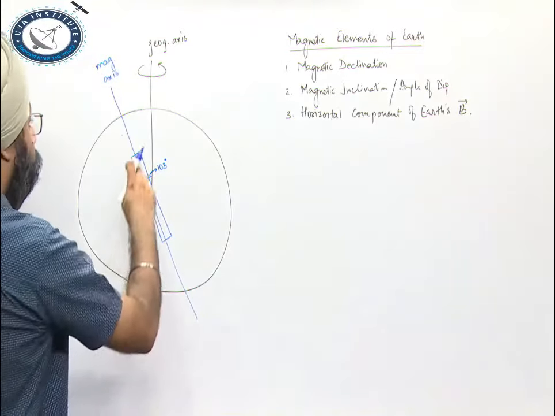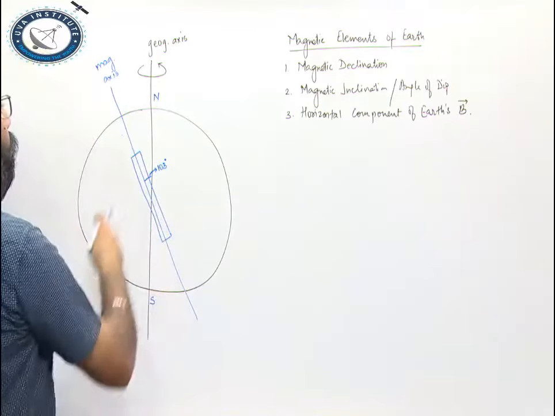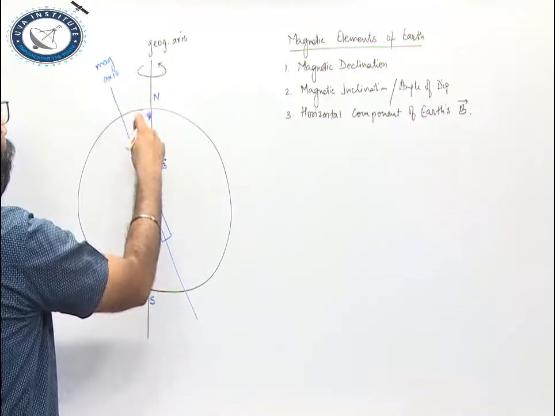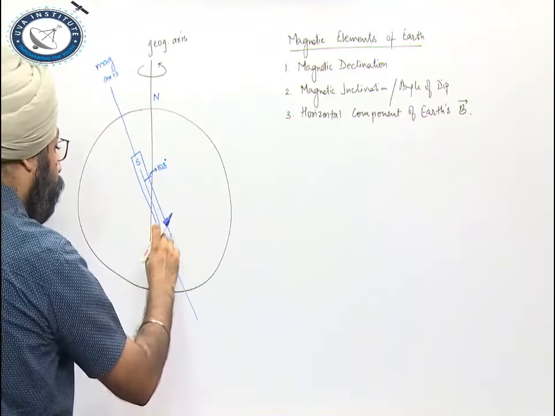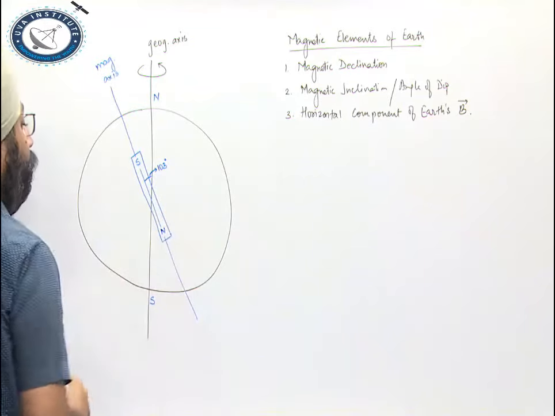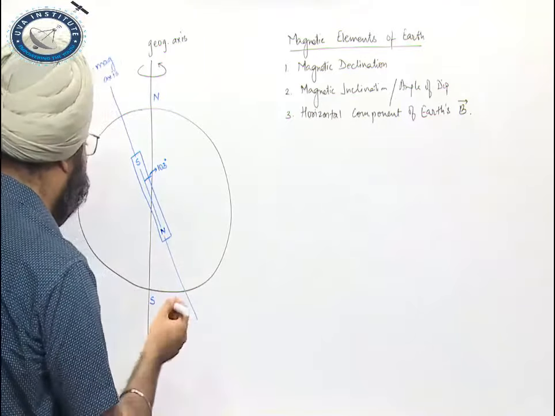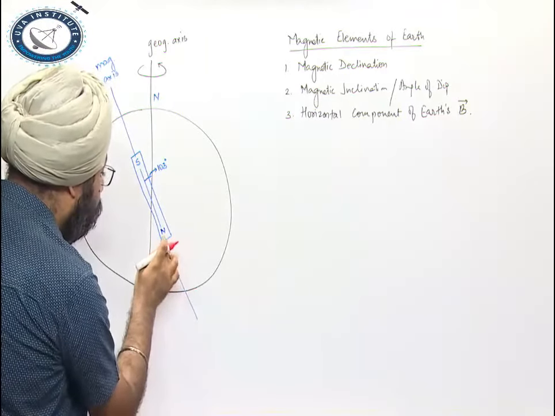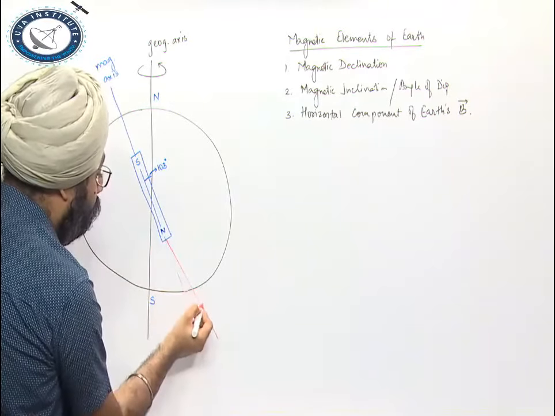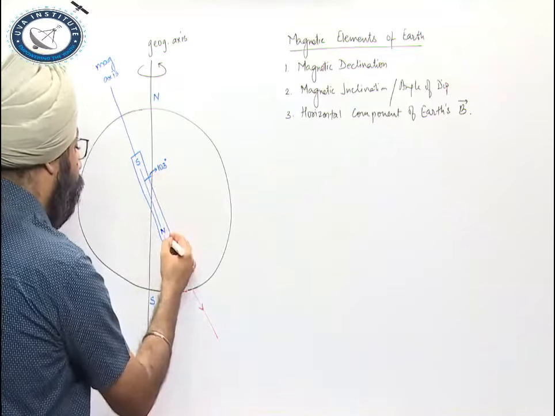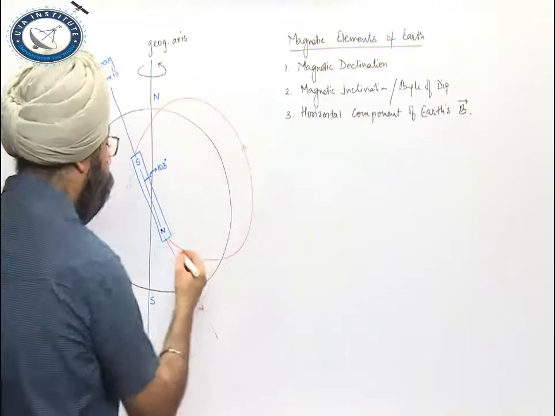Now this is geographic north pole, this is geographic south pole. In the direction of north pole we have magnetic south pole, and in the direction of south pole we have magnetic north pole. So we all know the magnetic field lines come out from north pole, leave the north pole and move into south pole like this.